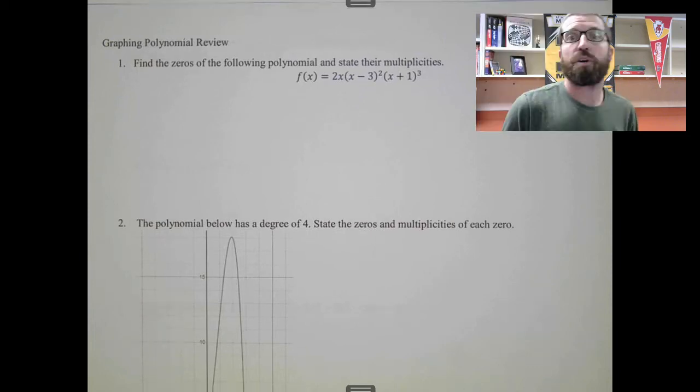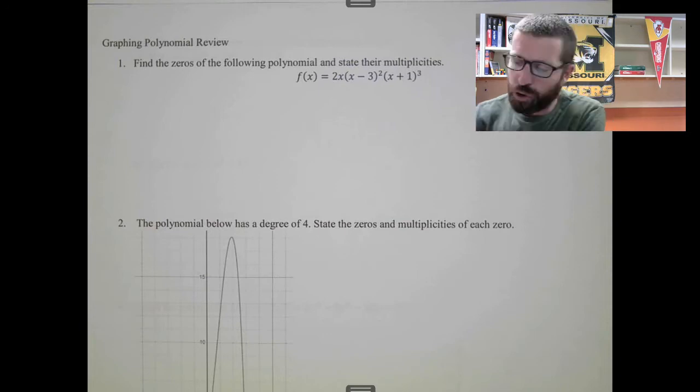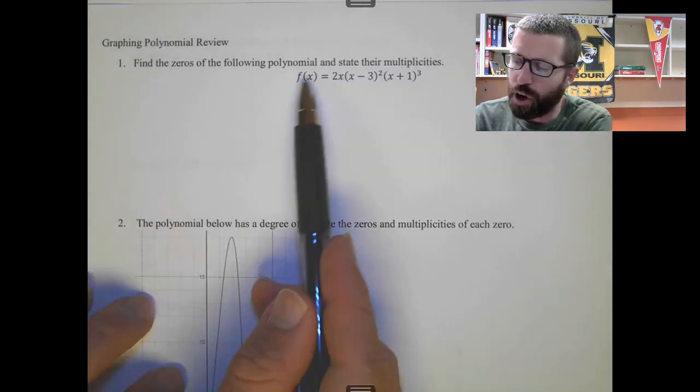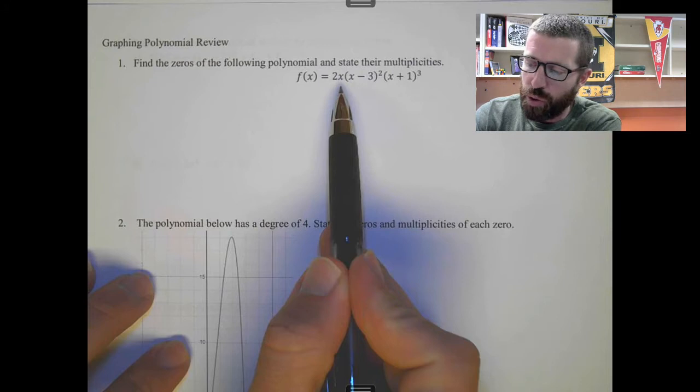Okay, we're going to review some concepts and some problems about graphing polynomials. The first one says find the zeros of the following polynomial and state their multiplicities. This is already in factored form. You can see all the factors: 2x, x minus 3, and x plus 1.